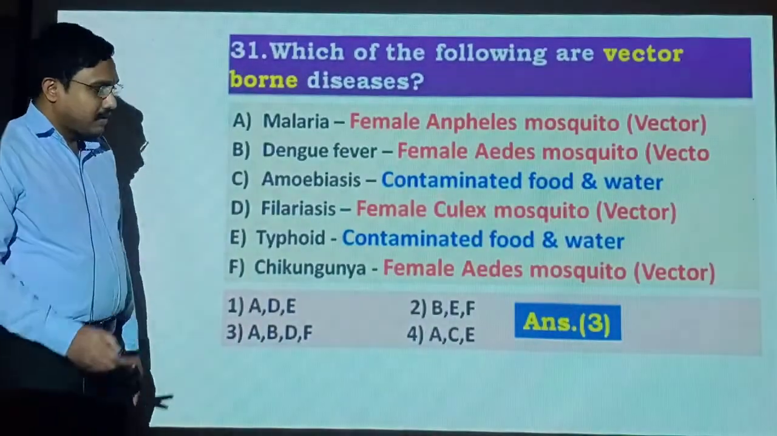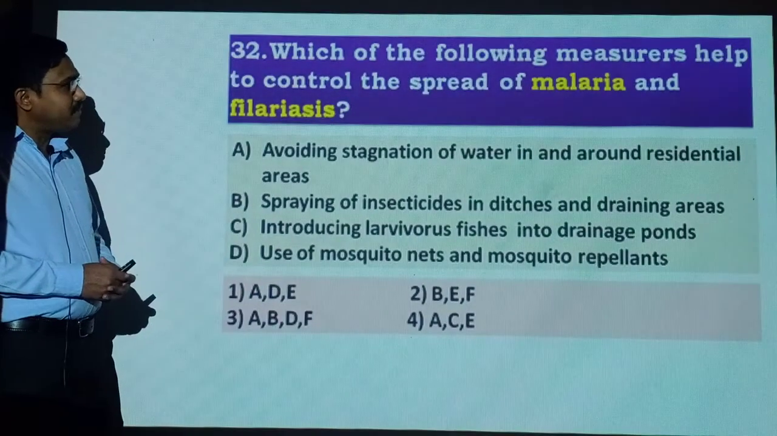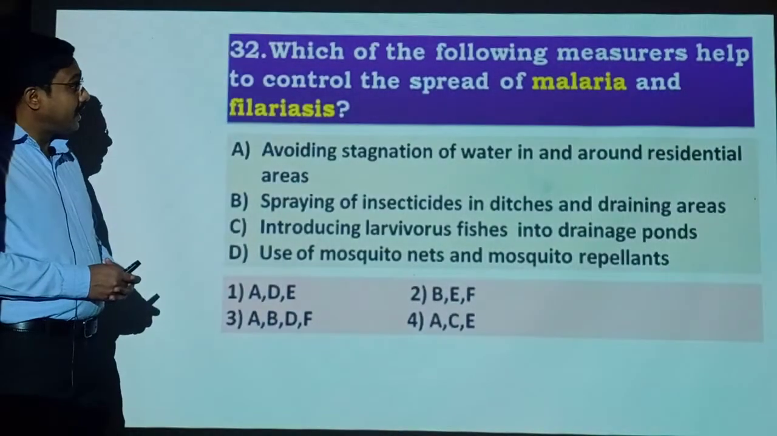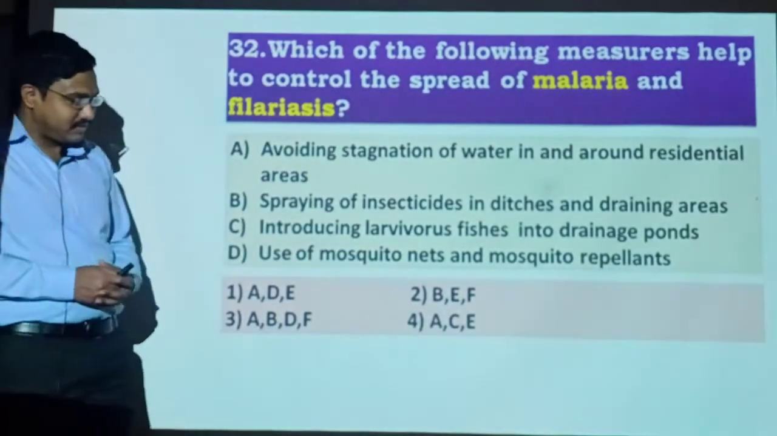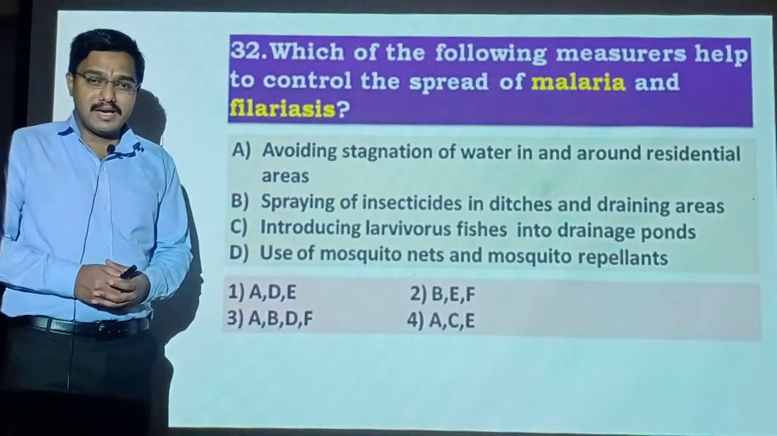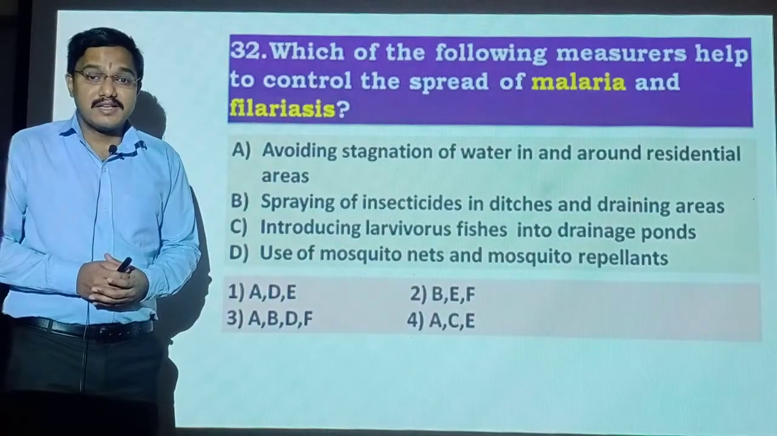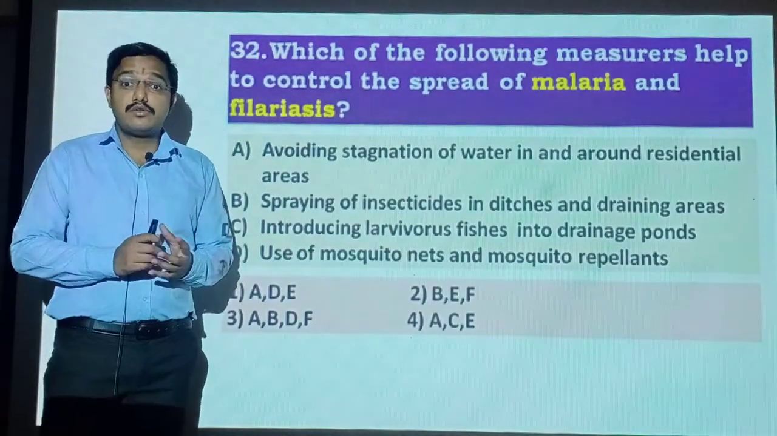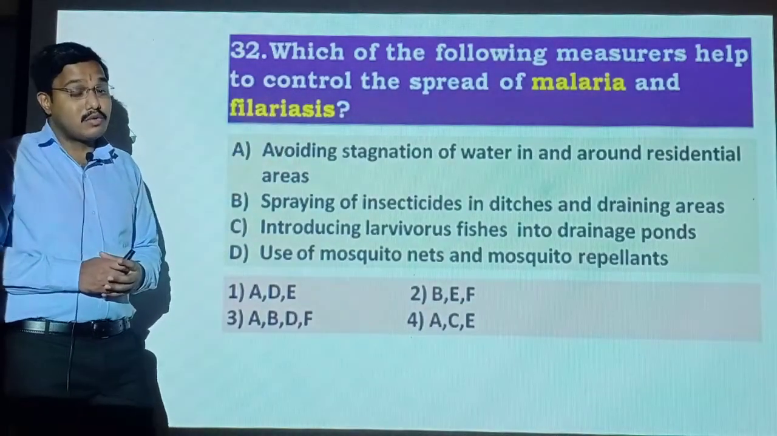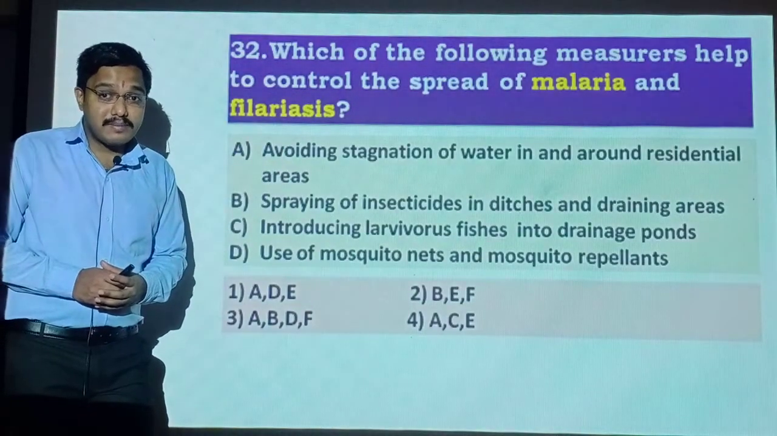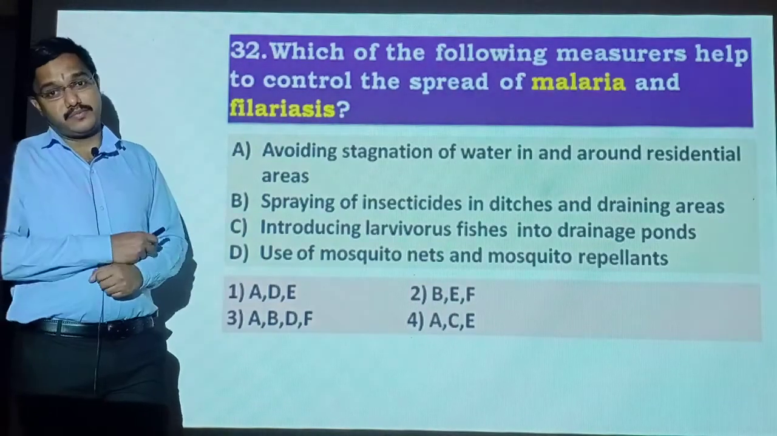Okay, the next question is question number 32. Which of the following measures helps to control the spread of malaria and filariasis? Once again, malaria and filariasis are vector borne diseases, they spread by mosquito bite. Now, to control malaria and filariasis, what are the measures required? The measures required to control the mosquito.